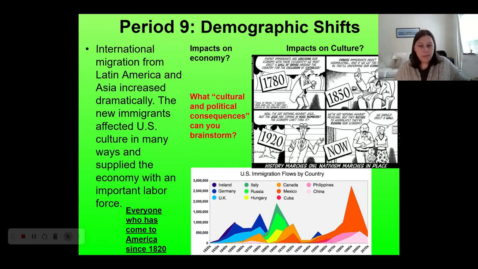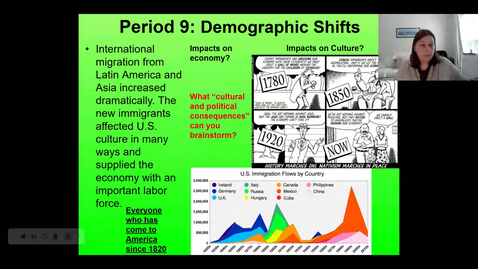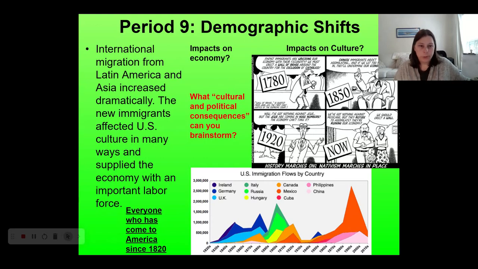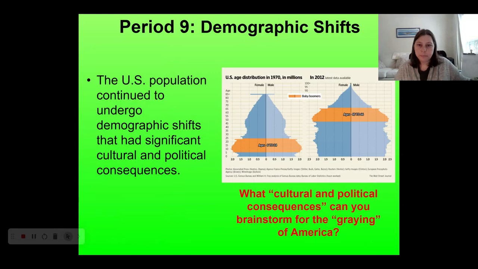So impacts on the economy, of course, are that they are supplying the economy with a very important labor force and bringing lots of skills, and impacts on culture. Number one, obviously diversifying American culture and enriching it in many significant ways. And also, as every wave of historical immigration has, leading to a significant nativist backlash, an anti-immigrant or xenophobic backlash that you should recognize as reflecting the same types of tropes that we've seen in previous waves of immigration.